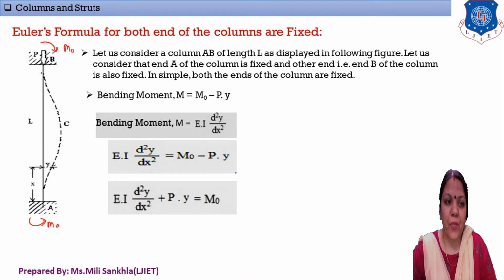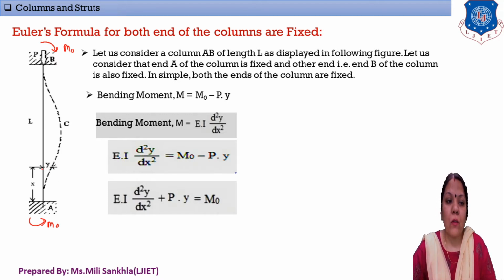Look at this. When both ends of the column are hinged, our deflection starts from the hinge support, but when both ends of the column are fixed, then slope and deflection start a little bit away from our support, because a fixed support does not allow slope and deflection. At a fixed support, slope and deflection both are 0. A hinge support allows slope and deflection both, but a fixed support does not.